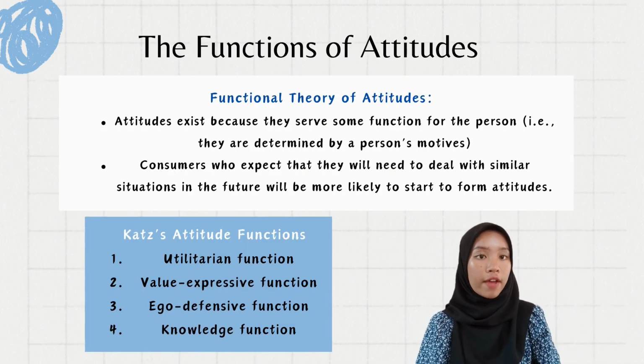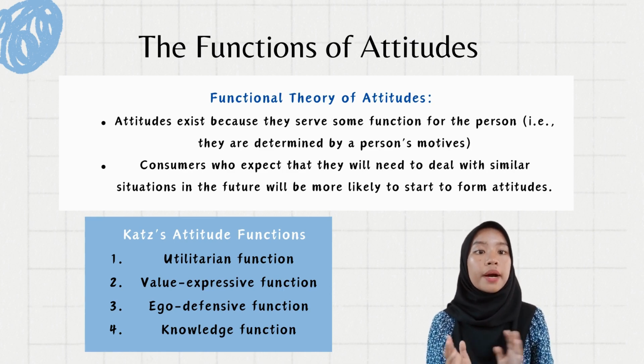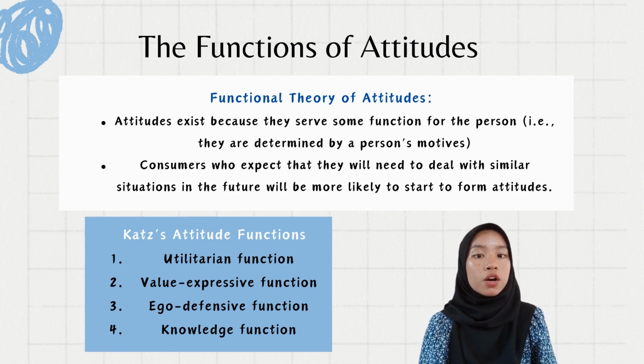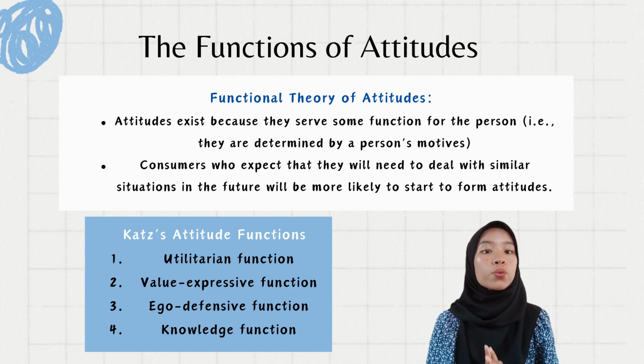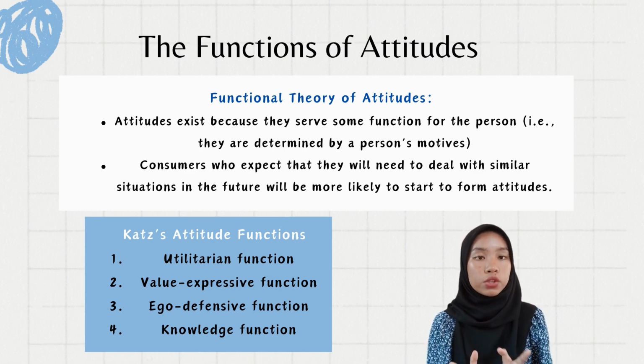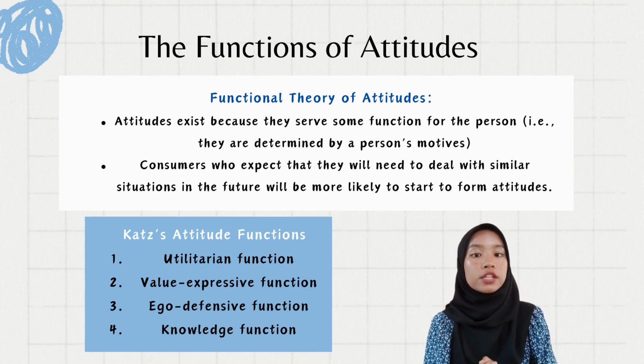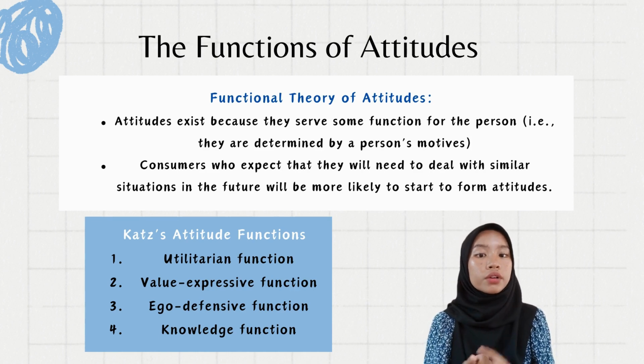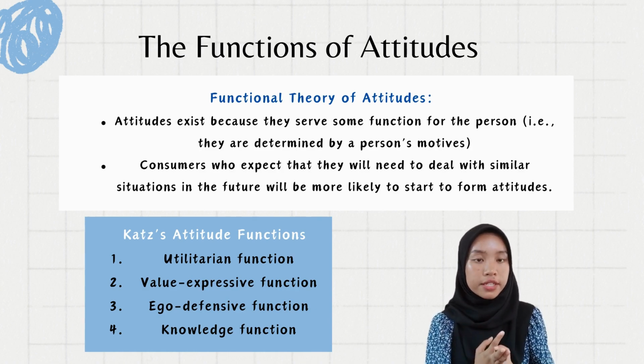Moving on, the functions of attitudes. Attitudes exist because they serve some function for the person. For example, they are determined by a person's motives. Consumers who expect that they will need to deal with similar situations in the future will be more likely to start to form attitudes, whether good or bad. For example, under the functions of attitudes, we could see CAT's attitude functions, which consist of utilitarian function, value expressive function, ego defensive function, and knowledge function.